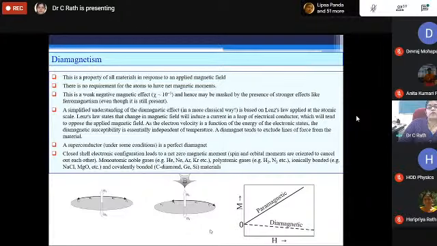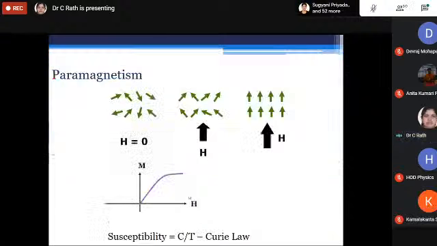So you never get this saturation behavior in paramagnetic material. Rather, it shows a linear increase in magnetization with increasing field, and that susceptibility, which is nothing but your M by H, is very small, of the order of 10 to the minus 5 to 10 to the minus 6. But it is positive. However, in diamagnetic material, it is negative.